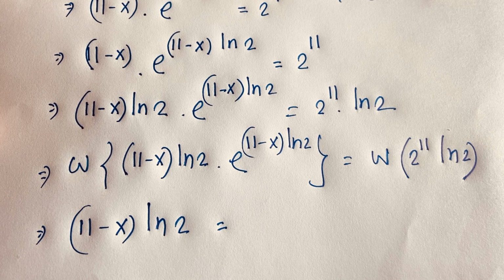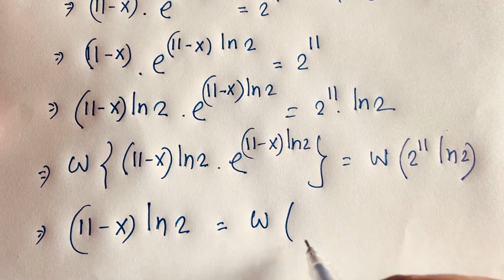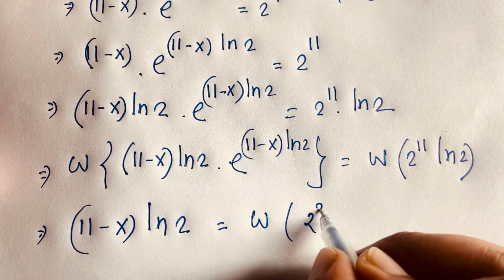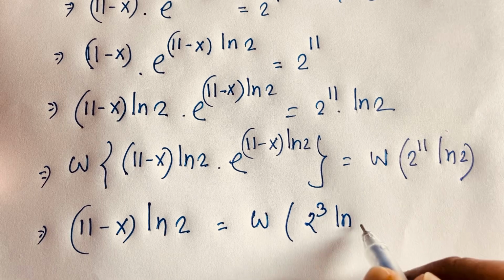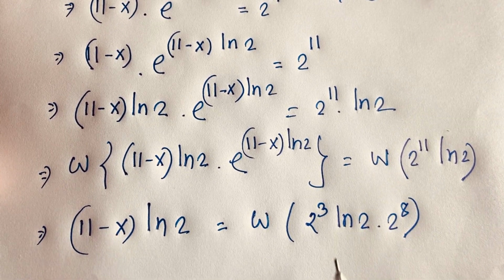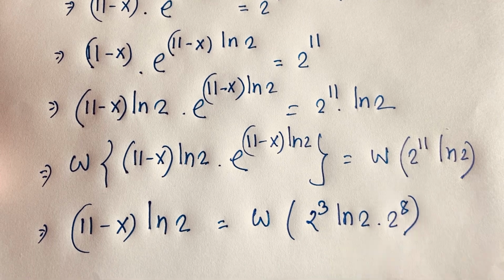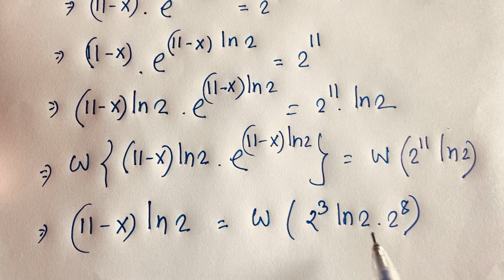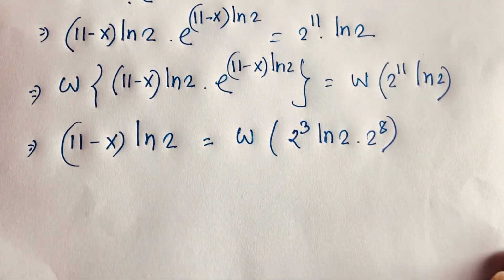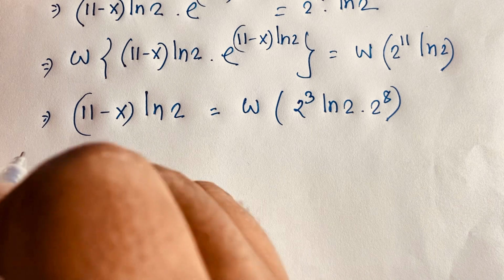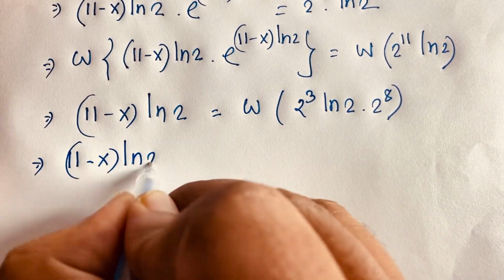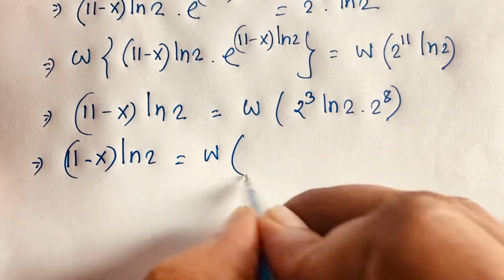So 2 to the power 11, I can say for the Lambert W function, it will be 2 to the power 3 ln 2 and 2 to the power 8. Look, 2 to the power 3 and 2 to the power 8, it will be 2 to the power 11. You can see easily, because 3 plus 8 will be 11. Yeah, now in this expression, look, 11 minus x times ln 2 is equal to the Lambert W function.